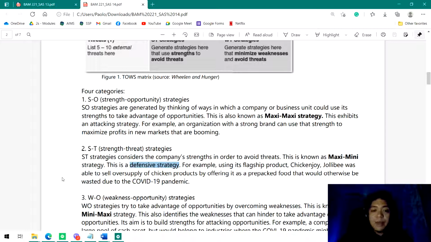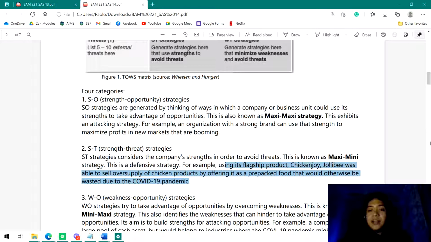Nakalagay dito, an example of this is using its flagship product, Chicken Joy. Jollibee was able to sell oversupply of chicken products by offering it as pre-packed food that would otherwise be wasted due to the COVID-19 pandemic. So, ang threat dito is yung COVID-19 pandemic and yung strength naman dito is yung flagship product nila na Chicken Joy. Ngayon, ano ngayon ang strategy na kailangan nilang i-come up in order to avoid the threat of COVID-19 pandemic?